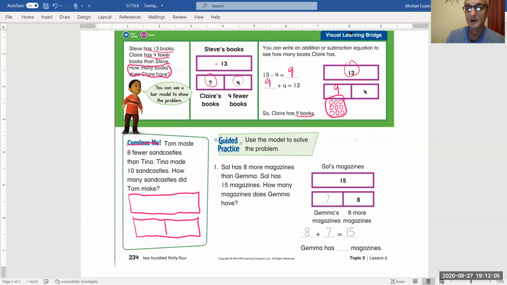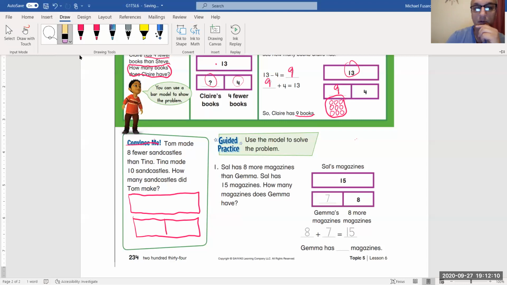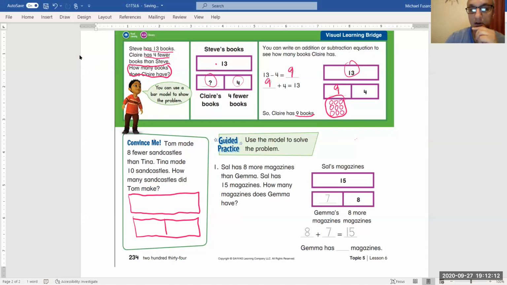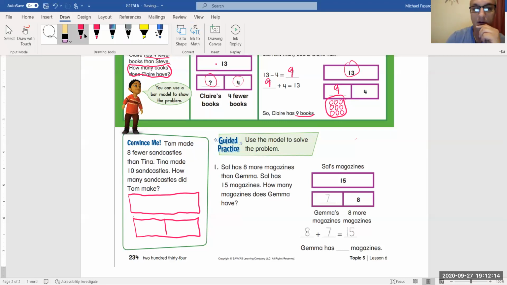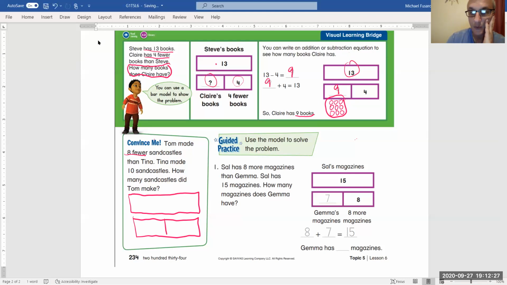Okay, so let me just erase that real quick so we can make sure we see everything. Let's take a pink. Okay, so Tom made 8 fewer sandcastles than Tina. So he made 8 fewer. Does that go in the whole or one of the parts? Remember what they did here. 4 fewer books went right here. So 8 fewer is going to be one of our parts.